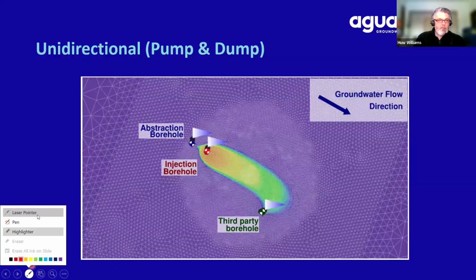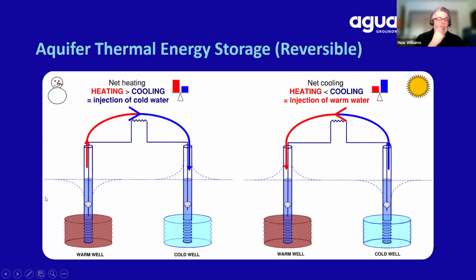The second type of open loop ground source heat pump system I'll be talking about today is a reversible system, often called an aquifer thermal energy storage system. So instead of having a dedicated abstraction well and injection well, we have a dedicated warm well and a dedicated cold well. So it's a reversible system. Both boreholes are required to have a pump. And the classic example of this is the snowman showing the winter heating of the building, where we extract water from the warm well, we heat up our building, therefore we have colder water to reject back to the aquifer, and we put that in the cold well.